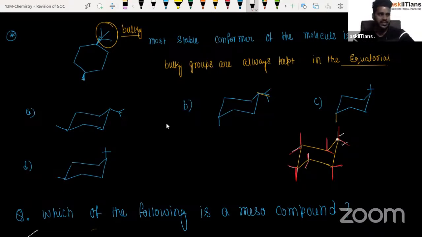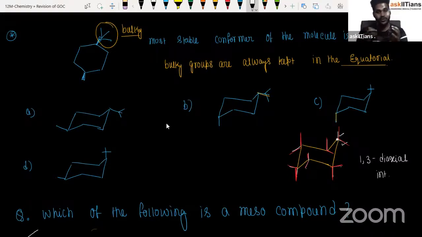The reason is something that would take a lot of time to discuss, only if you want to know about it. This is known as 1,3 diaxial interaction. There is something called 1,3 diaxial interaction. Because of that, we cannot keep it. But guys, I would suggest you not to go into those details right now. Just keep it like we just cannot keep it for the time. They won't ask you questions from this much detail.